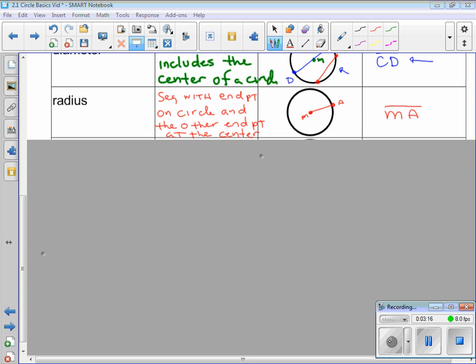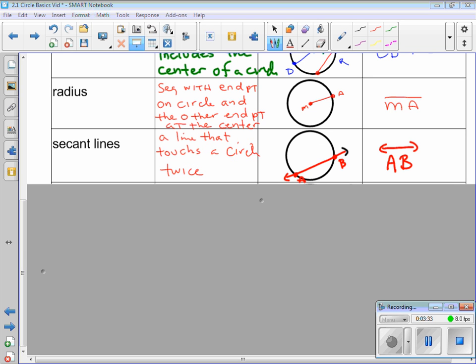Next up, let's talk about some special segments. Let's take a look at the radius segment. It's a segment with one endpoint on the circle and the other endpoint at the center. Pretty straightforward. Now we have some lines that are associated with circles.